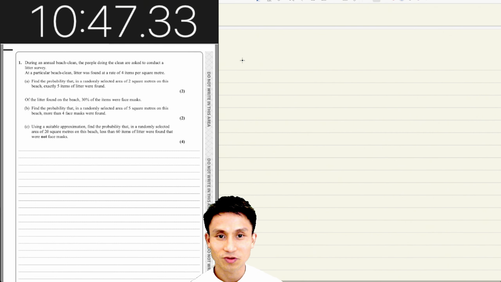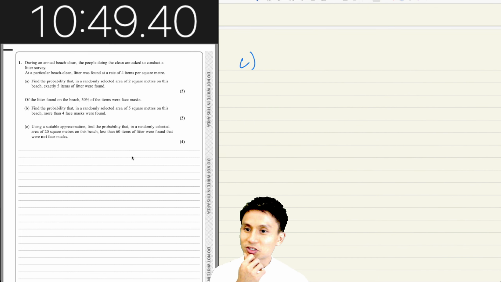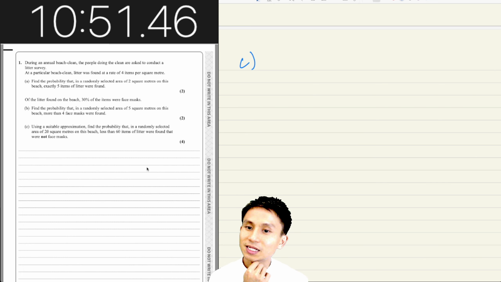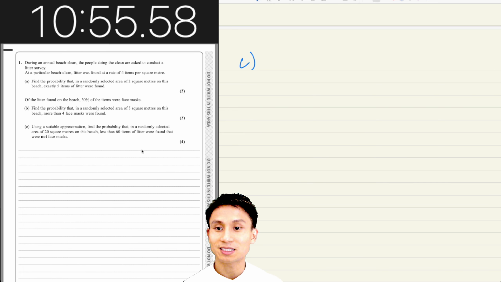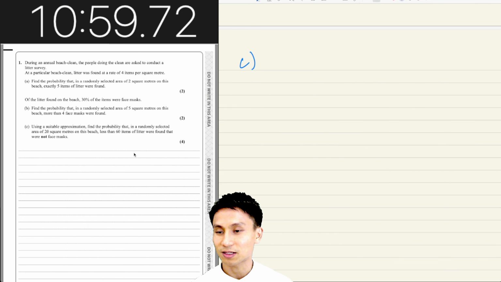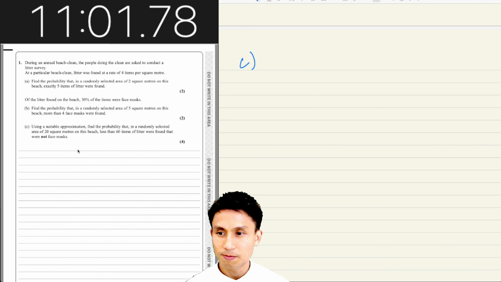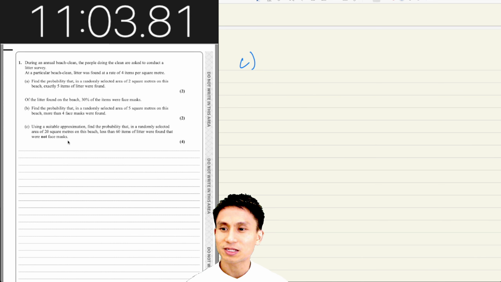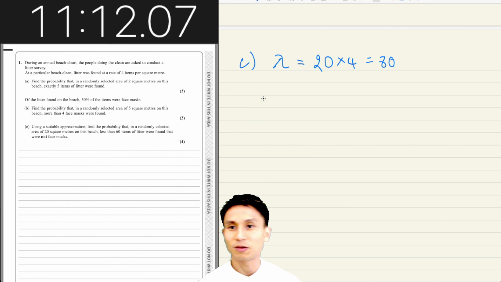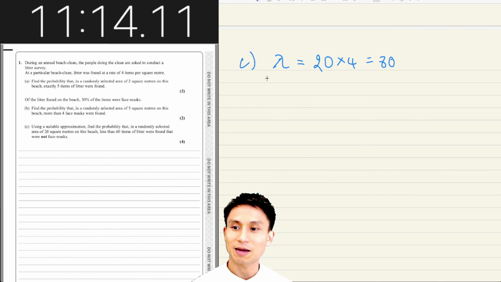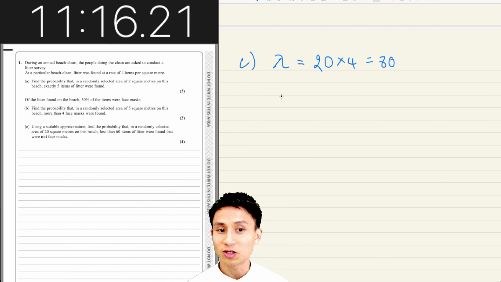All right, so part C. Using a suitable approximation, find the probability that in a randomly selected area of 20 square meters on this beach, less than 60 items of litter were found that were not face masks. Okay. So lambda will now be equal to 20 times 4. That's beyond what the table can offer us, because lambda is just up to 10.